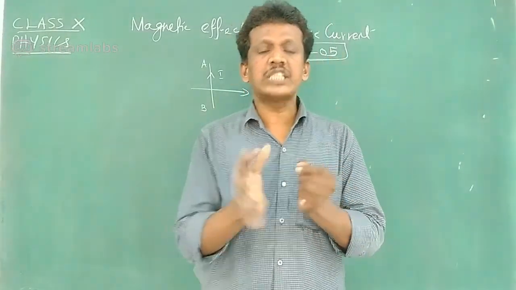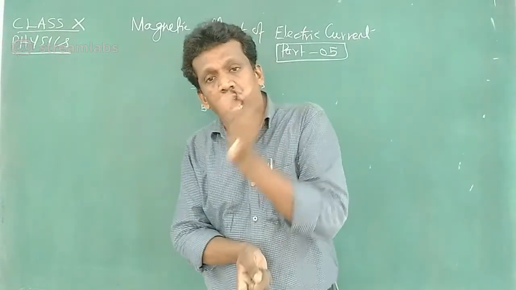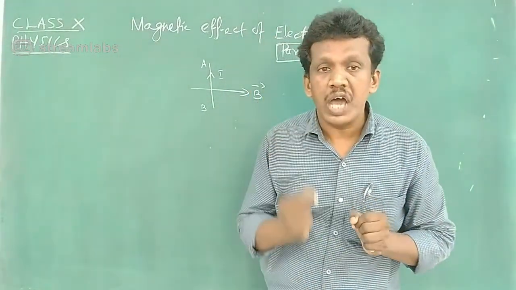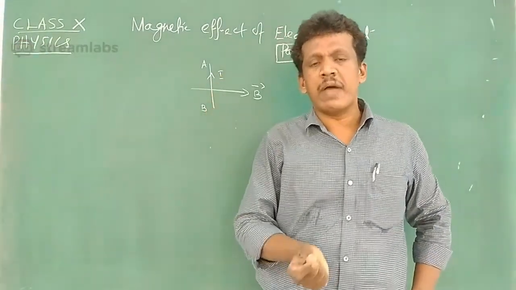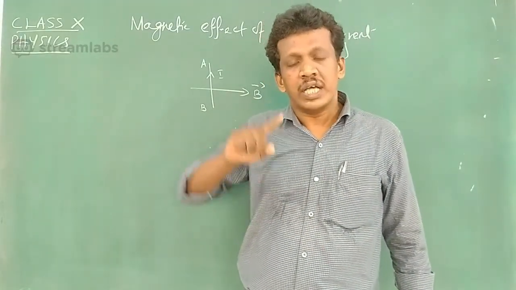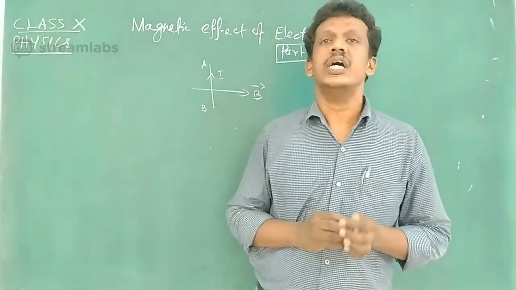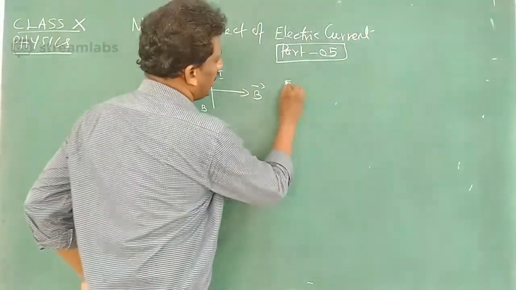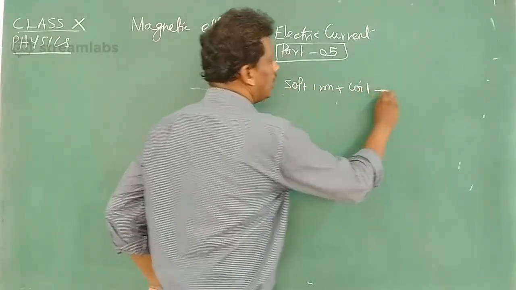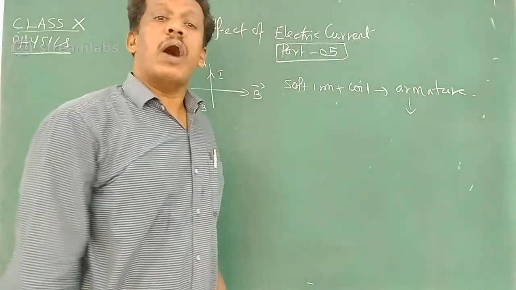Okay. The last point I want to discuss is how to use this electric motor for commercial purpose. For that, instead of a permanent horseshoe magnet, we have to use an electromagnet. Second, the number of turns in the rectangular coil ABCD has to be increased. The third one, we use soft iron. Soft iron plus coil is nothing but the armature, which will increase the power of the motor.